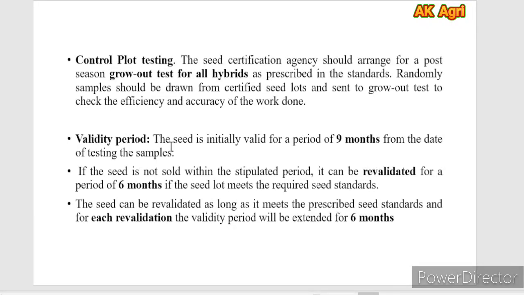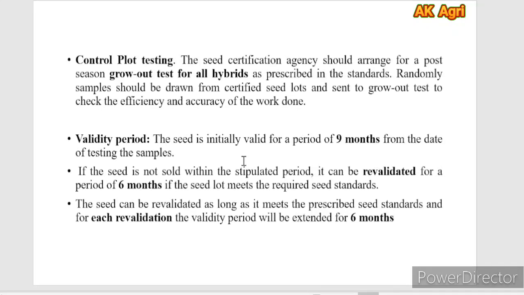Then the validity period. If I get a certificate once, how long can I use this certificate, or how long can I go on selling that produce? The validity period of that certificate is only 9 months from the date of testing of the sample. Remember, the validity period of the certificate is only 9 months from the date of testing of the samples.